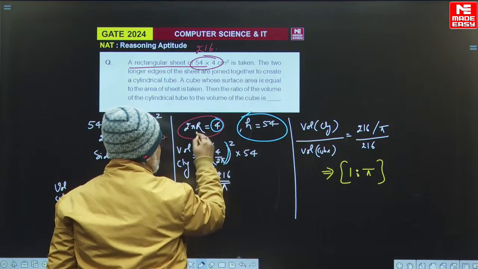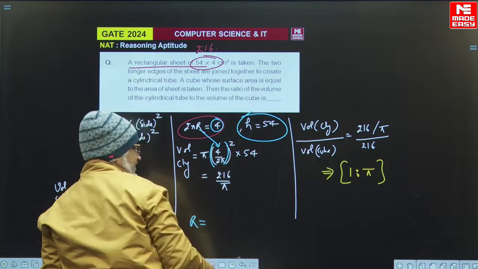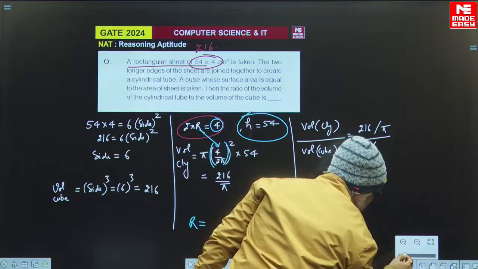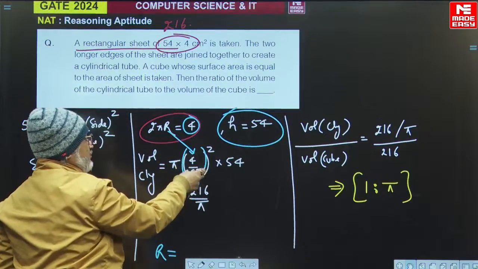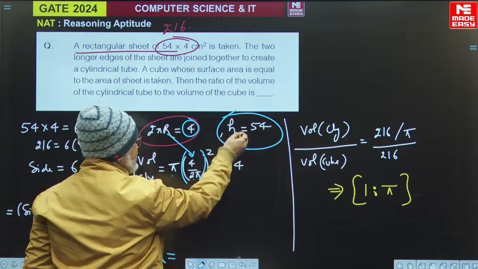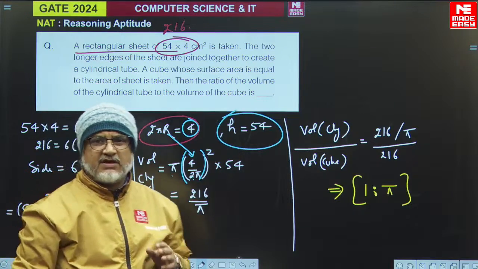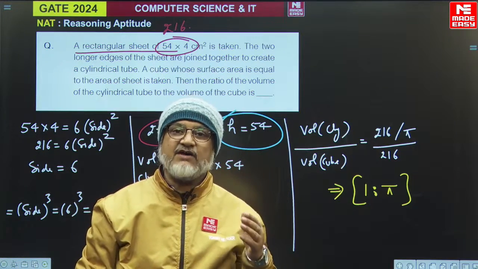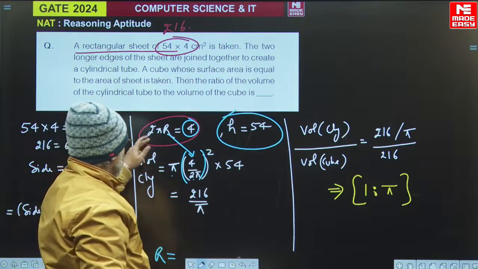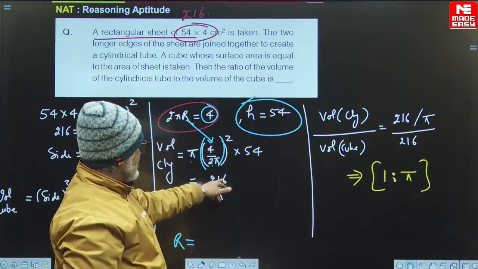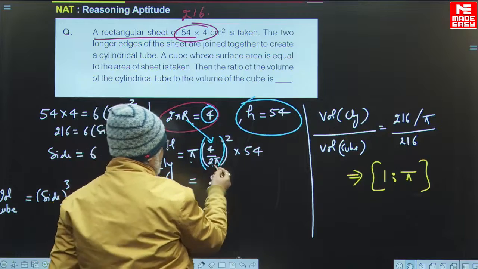What have we substituted in place of r? R we are substituting as 4 upon 2 pi. Should I increase the font size just a little bit? So we have here r is 4 upon 2 pi, pi r square h, where h is equal to 54. We have done many more complicated and higher versions of this question in the class. This is a bit more on the simpler side. So what we have here, volume of the cylinder is equal to 216 by pi.